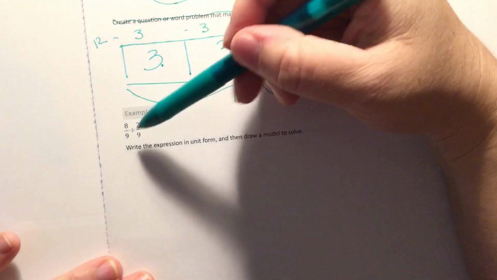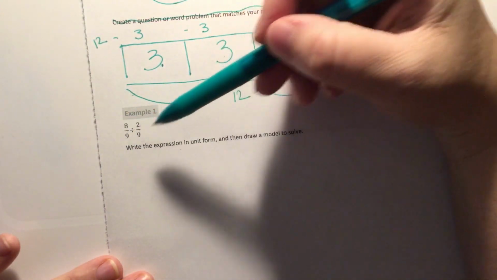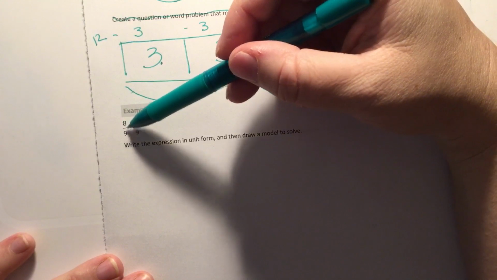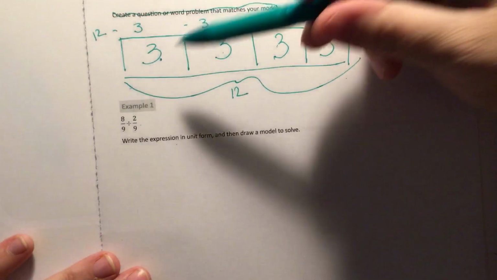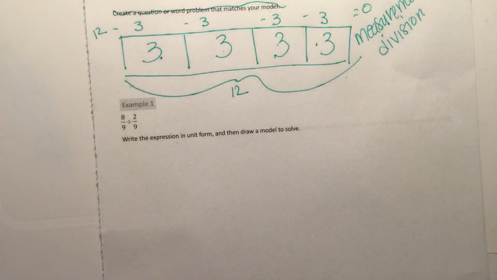So if you look, our numerators are different. 8/9 divided by 2/9. Our denominator on the bottom is the same. So they want us to write the expression in unit form. There's a couple different ways we can do this.